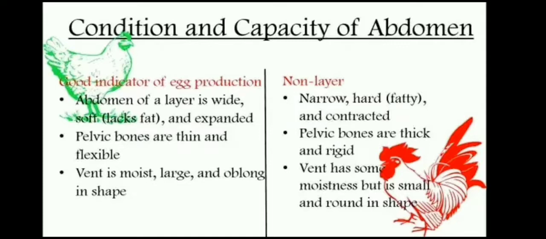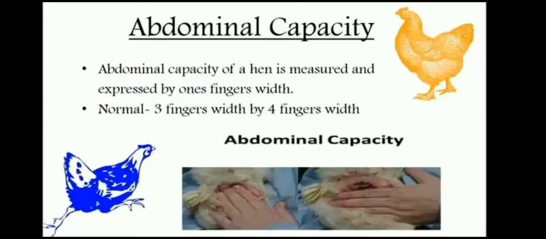Now the non-layer: the abdomen is narrow, hard, fatty, and contracted. The pelvic bones are thick and not flexible. The vent has some moistness, but it is small and round in shape. And now abdominal capacity.